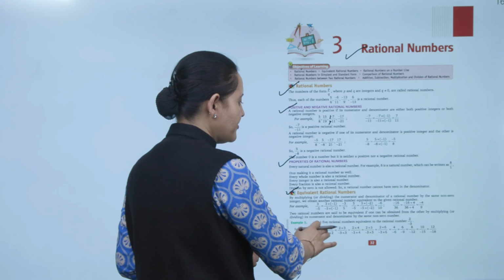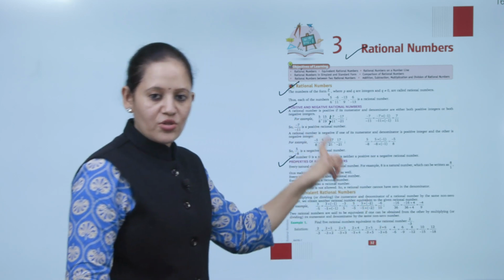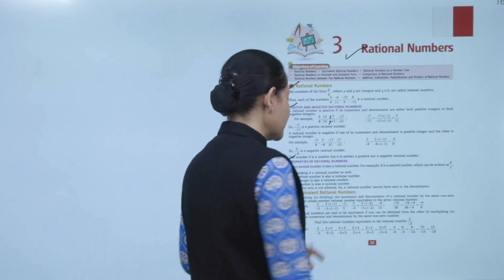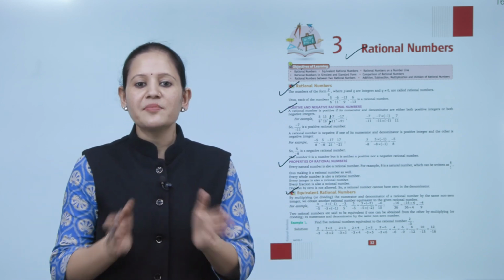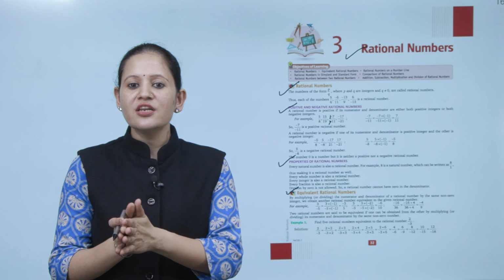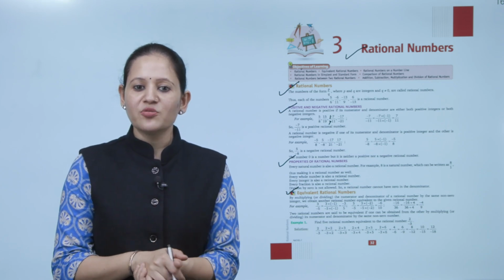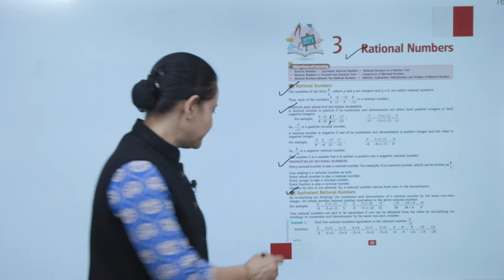3 upon minus 5, we'll multiply both the numerator and denominator by the same non-zero number. दोनों को minus 2 से multiply किया, we'll get minus 6 upon 10. So all these are equivalent rational numbers. Two rational numbers are said to be equivalent if one can be obtained from the other by multiplying or dividing the numerator and denominator by the same non-zero number. Now we'll take an example.